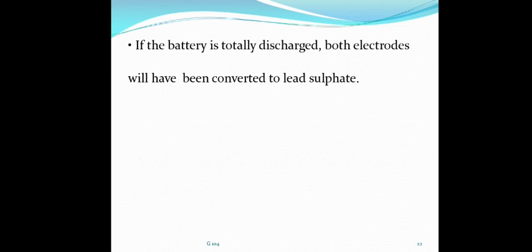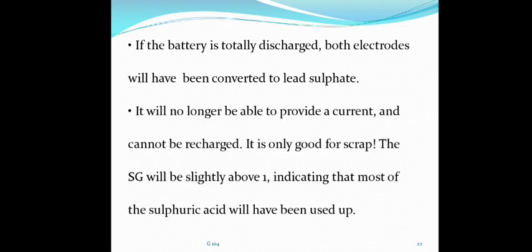If the battery is totally discharged, both electrodes will have been converted to lead sulfate. That means it is no longer able to provide current and cannot be recharged. So it is good only for scrap. So you should see that it does not go totally discharged. The Sg will be slightly above 1, indicating most of the sulfuric acid has been used up.